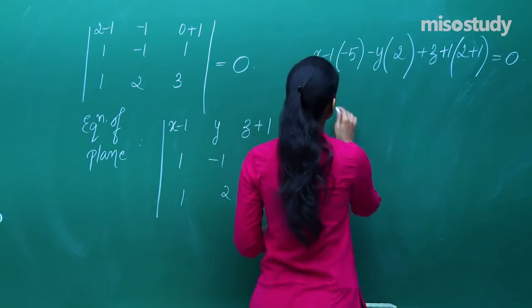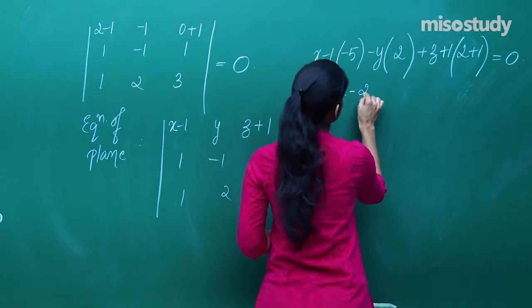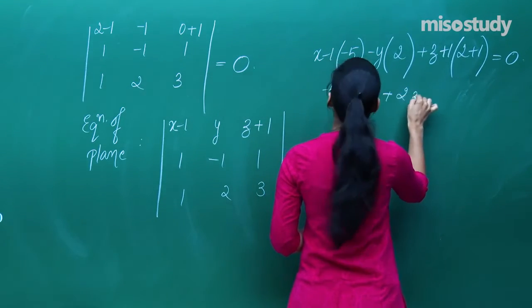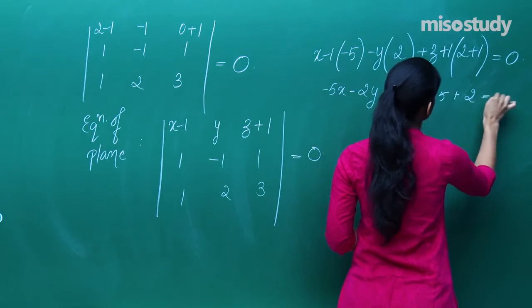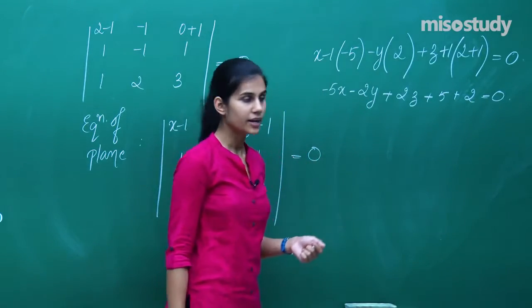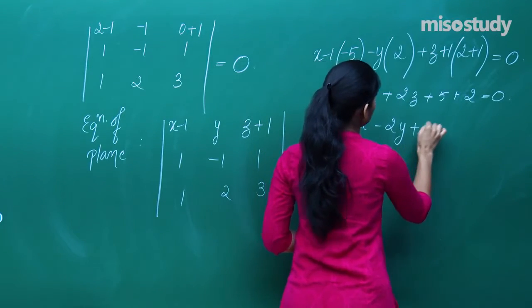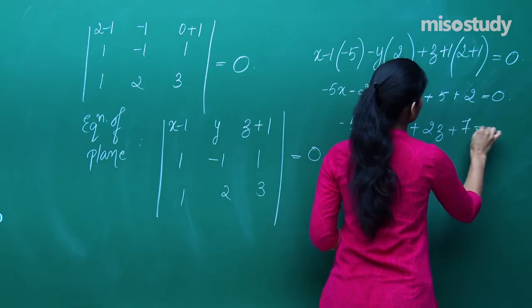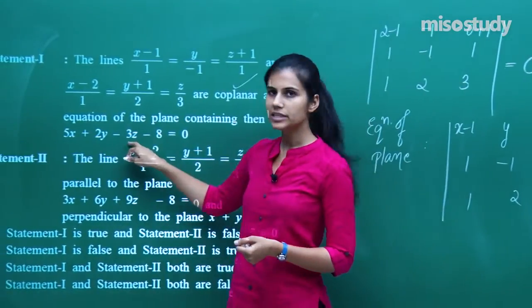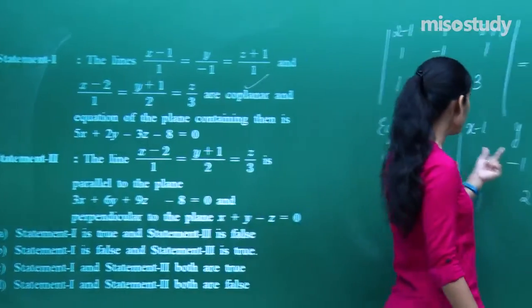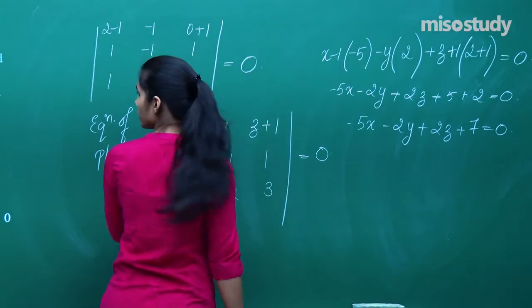Clear? So from here you get, what do you get? You get basically minus 5x minus 2y plus 2z plus 5 and plus 2. Right? So you have minus 5x minus 2y plus 2z plus 7 equals 0. You want 5x plus 2y minus 3z minus 8 equals 0. Let's just check. We have x minus 1, y and z plus 1, 1 minus 1, 1 and 1, 2, 3.